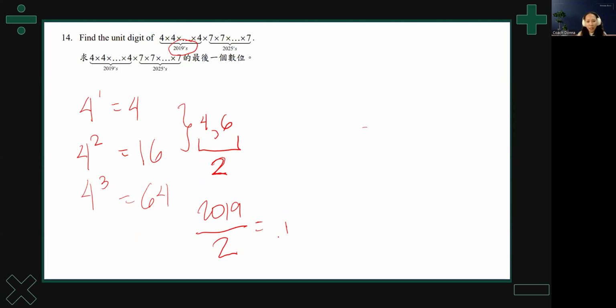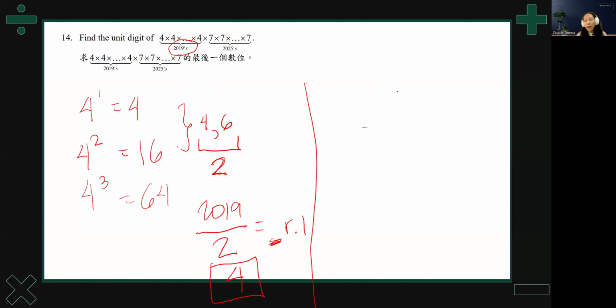What we want here is the remainder. We don't necessarily want the whole number. So the remainder 1 tells us that this should be a 4. All right, so this is a 4 right here, but we're not yet done.